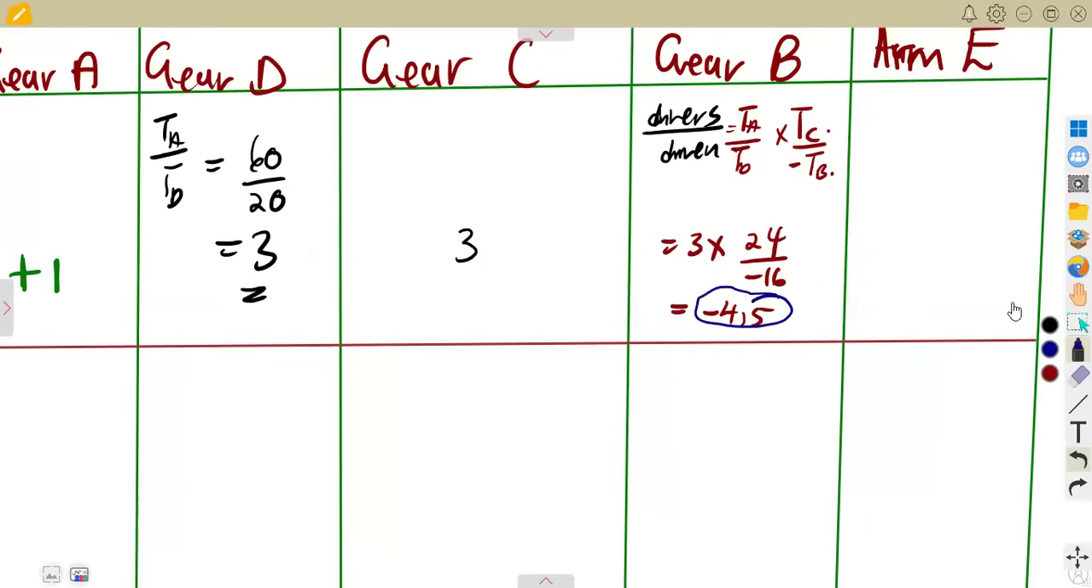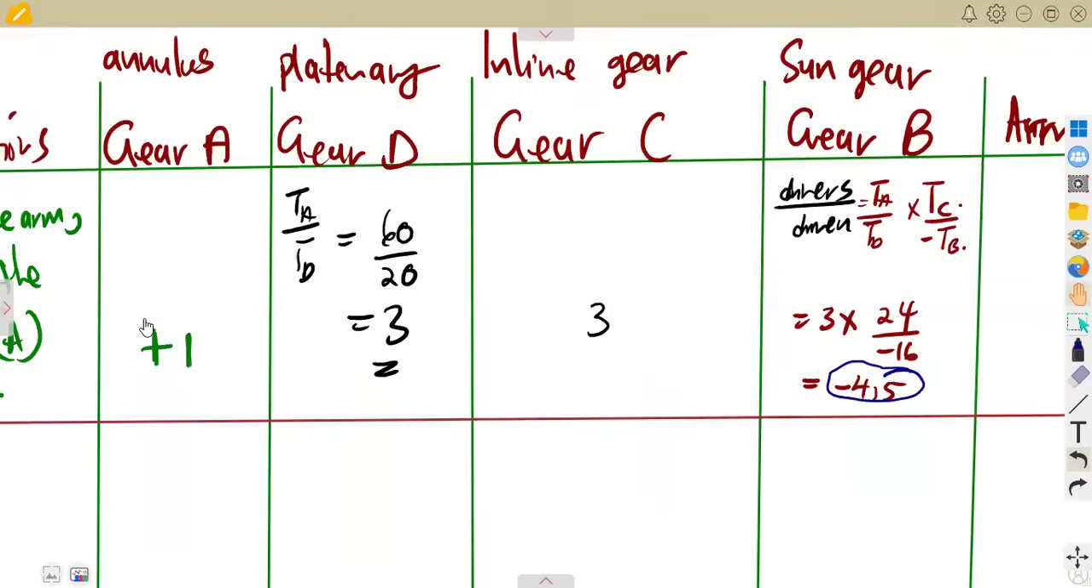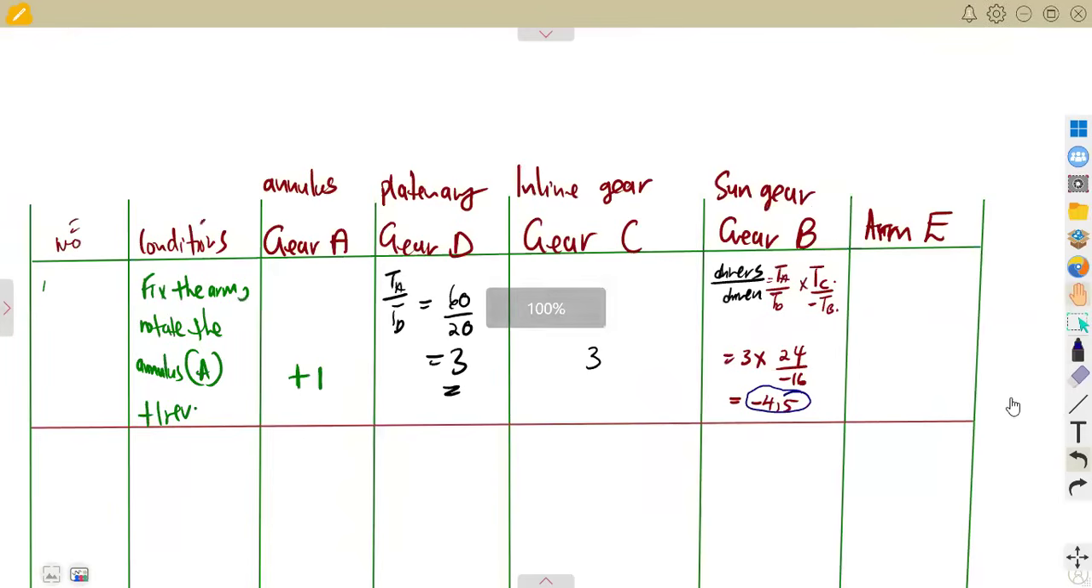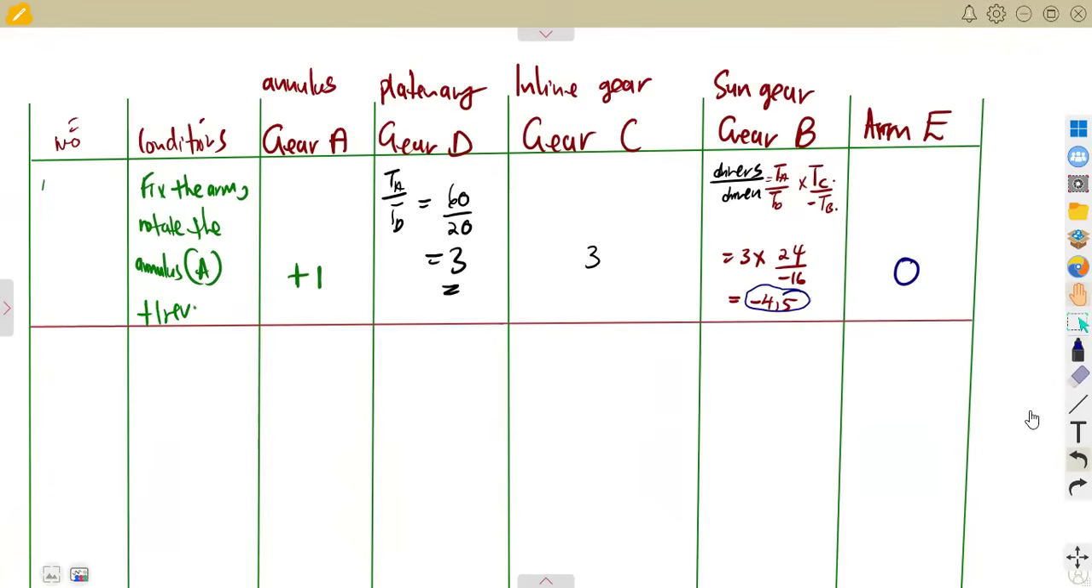Then what about the arm? Remember, the arm is the one that is being fixed. They fix the arm, so meaning there's no movement for the arm, it will be at 0. Guys, that is all. That is all neat. Just like that. Everything there now is just a follow-up. As long as you're done with this first stage, you are done.